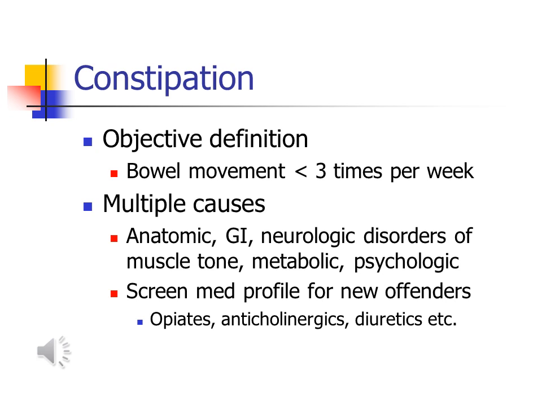The objective definition of constipation is having a bowel movement less than 3 times per week. And as you see here, I've listed for you some of the multiple causes of constipation, but since we're a pharmacotherapy course, I'm going to focus on that last bullet point that says screen medication profile for new offenders. I think it's important that when a patient presents to you with constipation, you take a look at their medication regimen and see if any of the medications that they are currently on could be contributing to the problem.